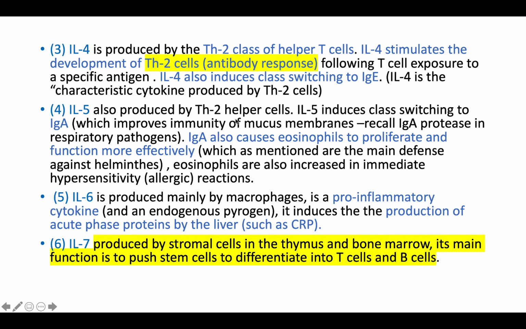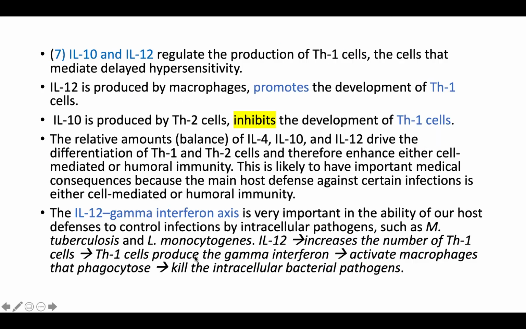Interleukin 5 also induces class switching to IgA. Interleukin 6 is a pro-inflammatory cytokine. We said this is production of acute phase proteins. Interleukin 7, maybe we didn't talk about it, but it acts on stromal cells in the thymus. It's maintained to push stem cells to keep differentiating. I think we mentioned this in the T cell maturation.